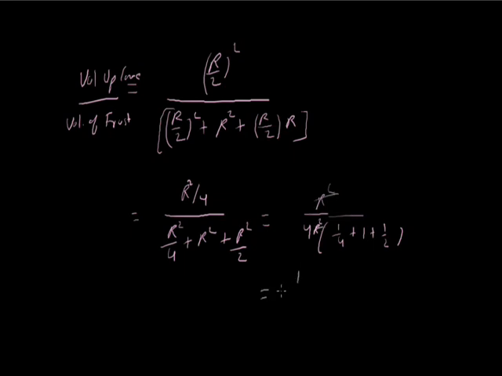So 1 upon 4, taking the LCM, that is 4. We are getting 1 plus 4 plus 2. This 4 gets cancelled. 4 plus 2 is 6, 6 plus 1 is 7, that is 1 by 7. So the required ratio is 1 by 7. Now we move to the next question.